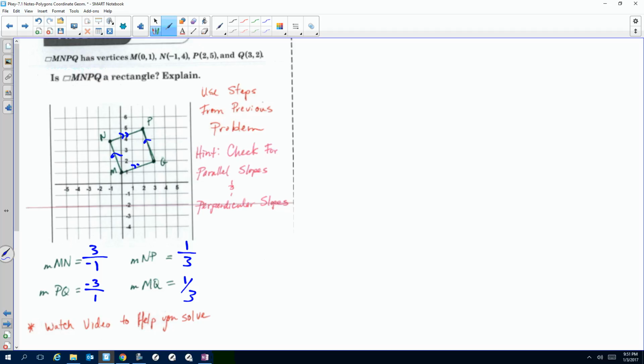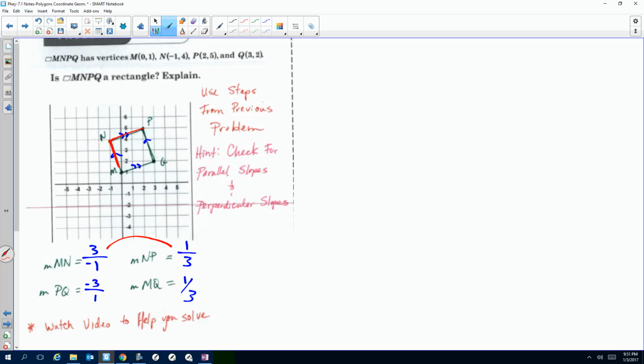So a rectangle does have that. But what makes it a rectangle? For it to be a rectangle, we have to have 4 right angles. So we're thinking about perpendicular. So now I need to compare consecutive sides. MN to NP. Look at those two sides.